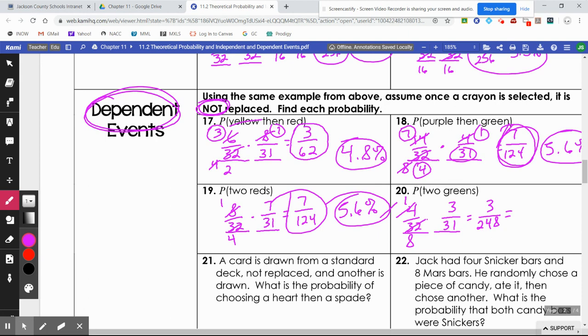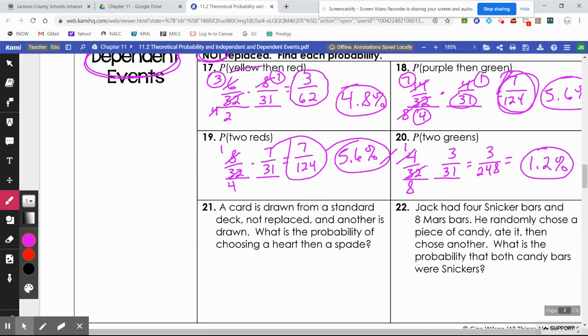As I'm typing this in, that means if you were to perform this experiment 248 times, on average, only 3 times would these 2 greens occur. And that's only about a 1.2% chance, or percent of the time, that this event will actually happen.